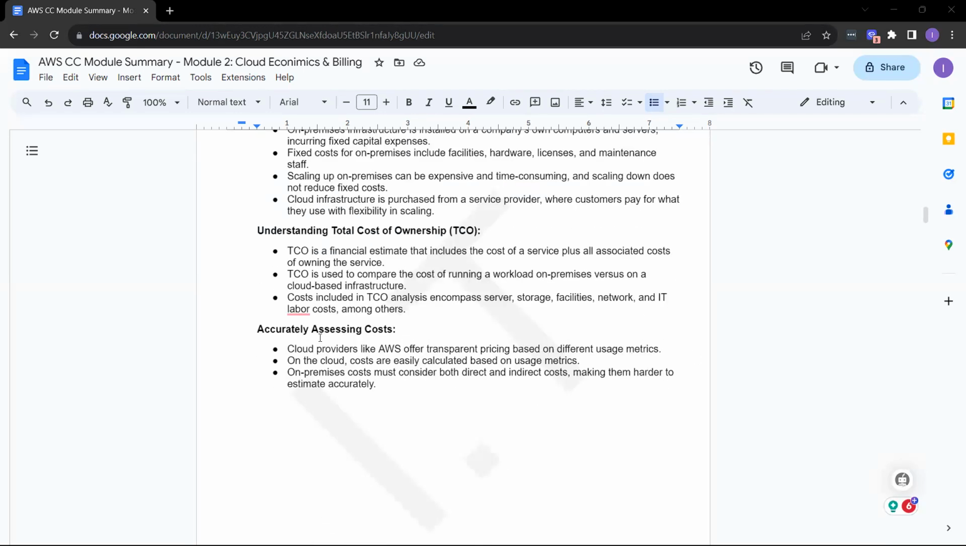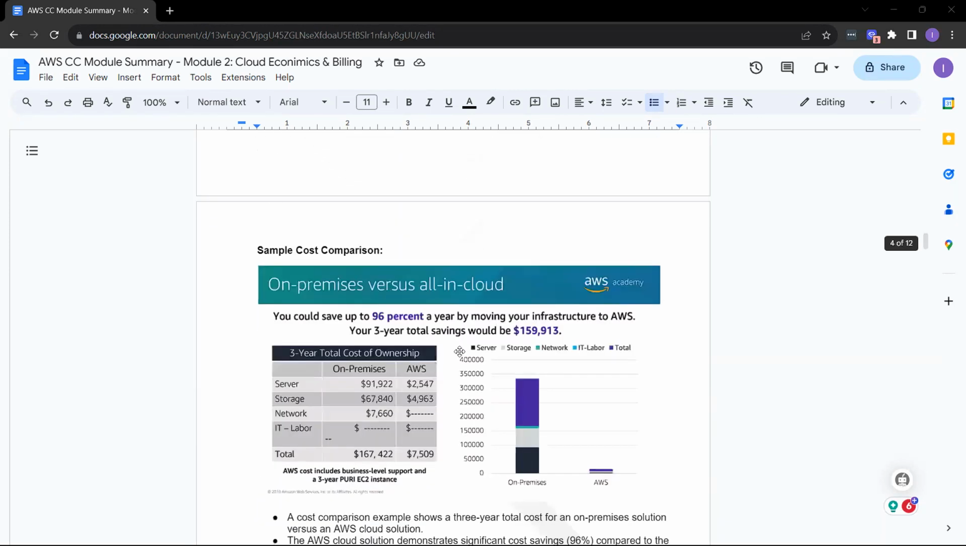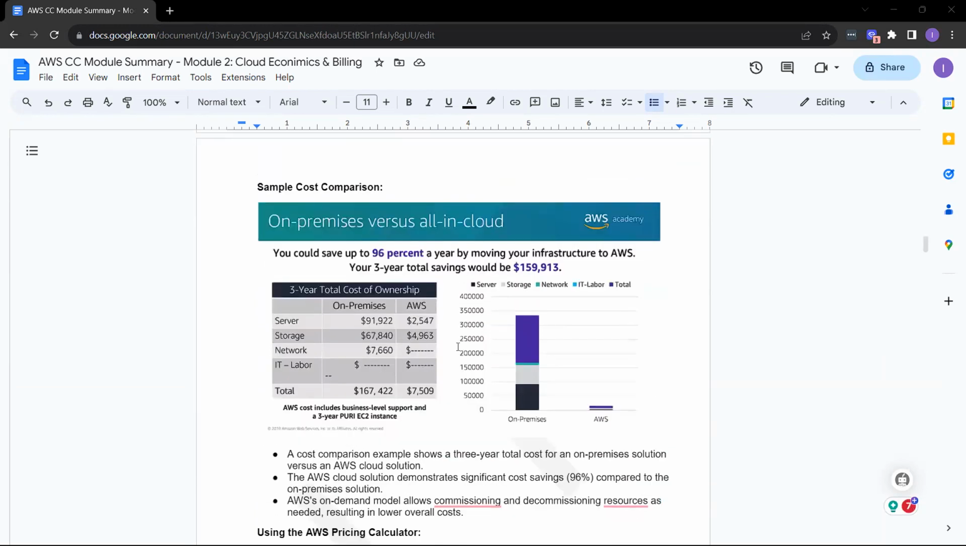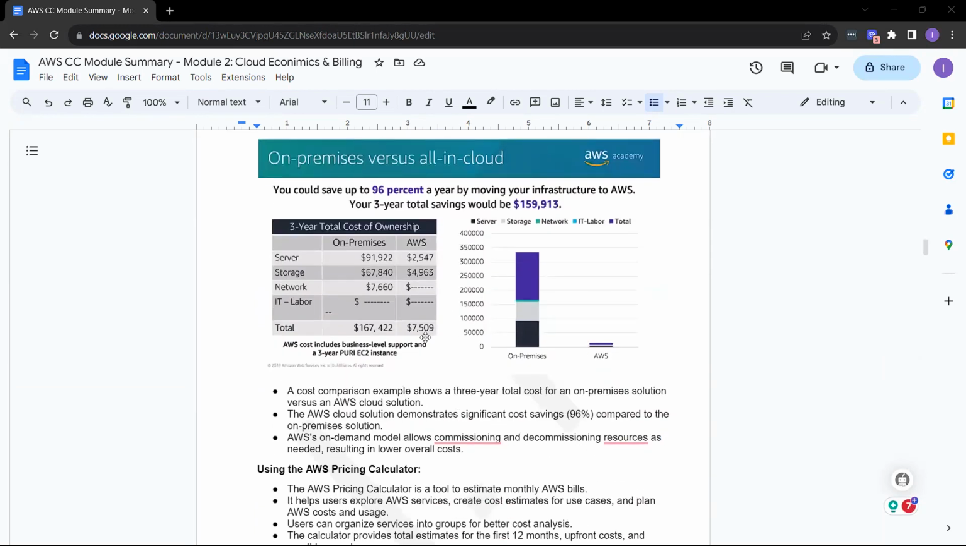And we looked at the accuracy of assessing costs. We acknowledge that the costs are transparent and based on different usage metrics. We also looked at the cost being easily calculated based on your usage metrics, and comparing it to on-premises, the costs are sometimes direct and indirect. Some of them you are not able to figure out, right? And we looked at the total cost of ownership calculator. This is the reason why I popped up this question earlier in the day, right? The total cost of ownership calculator is a tool that you are able to use to compare your costs.